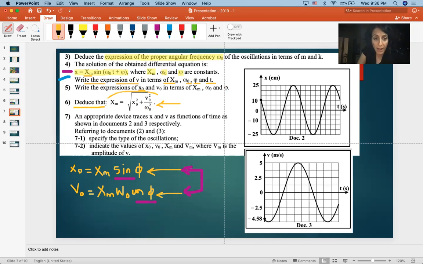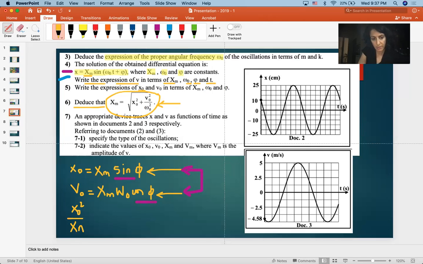Since there's no phi in the equation, I'm not gonna use tangent. I'm gonna use sine squared plus cosine squared is equal to 1. Sine squared is this guy squared divided by this guy squared. And cosine squared is this squared divided by all this squared. So let me try to write it down. So x0 squared over xm squared.